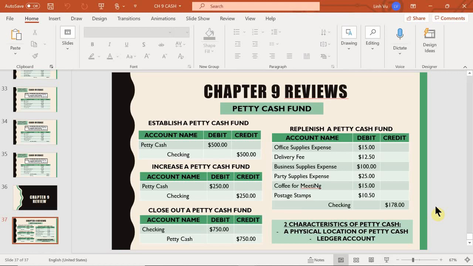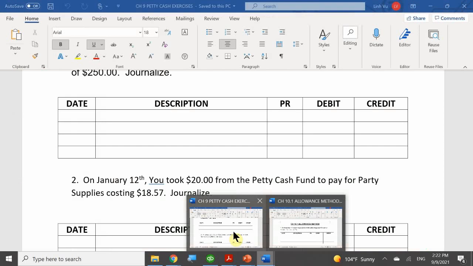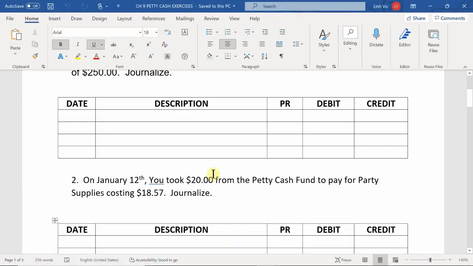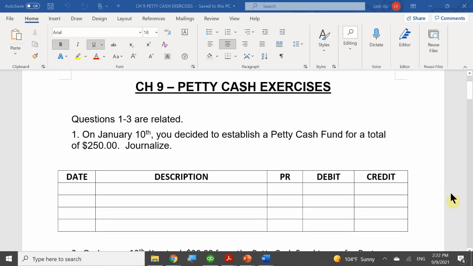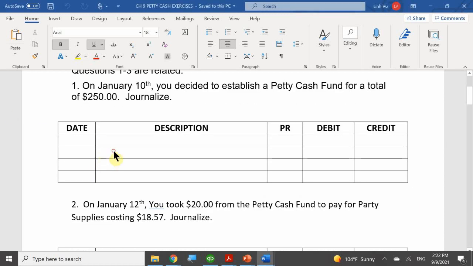No. Okay, let's go ahead and dive right into the chapter 9 exercises. All right. So, chapter 9, petty cash exercises. Okay. So, assume that questions 1 through 3 are related. Okay. So, number 1, on January 10th, you decided to establish a petty cash fund for a total amount of $250. Journalize this. So how do I journalize the establishment of a petty cash fund?